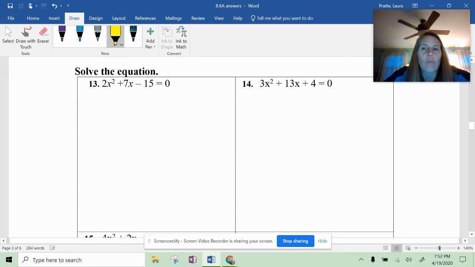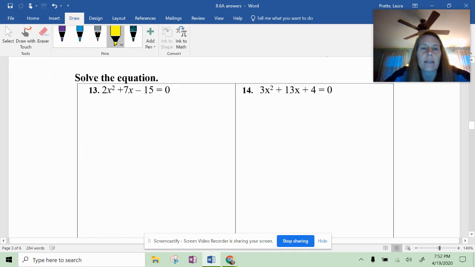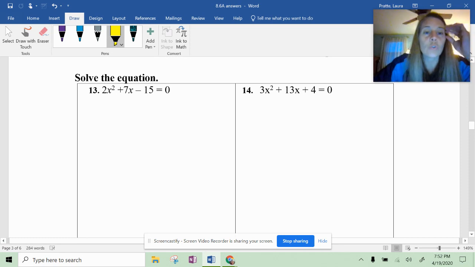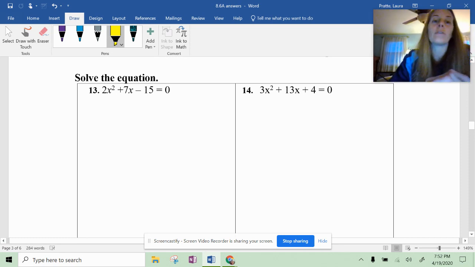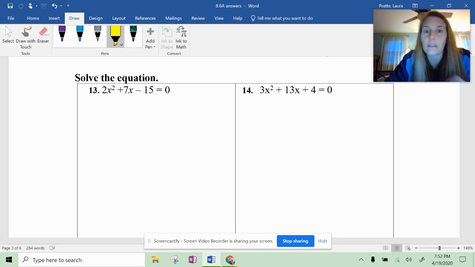So now we're going to do a couple more. Notice these have the equal sign and they say to solve. So when they say to solve, that means you have to do that extra step. After you factor, you set the factors equal to 0 and you find x, those little mini equations.